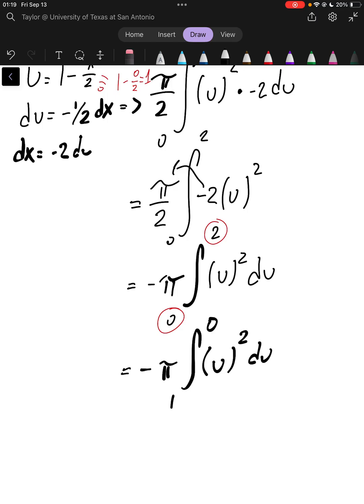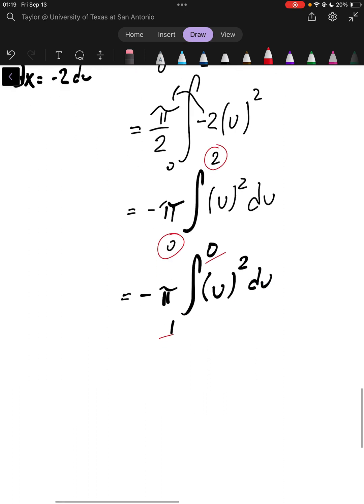Now if we notice, we have a larger bound here on the bottom and a smaller bound here on the top. So I'm going to use the fundamental theorem of calculus to flip this. Flipping this integral changes the sign, so now I get pi times the integral from 0 to 1 of u squared du.